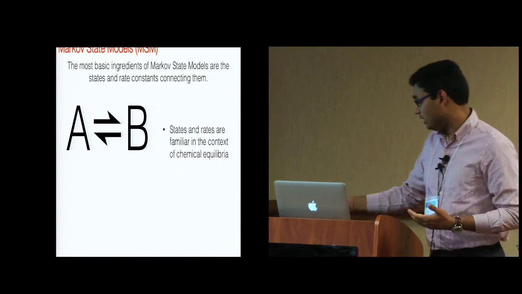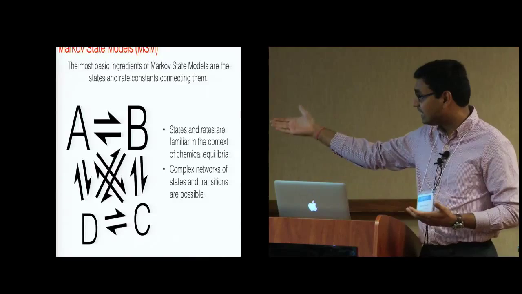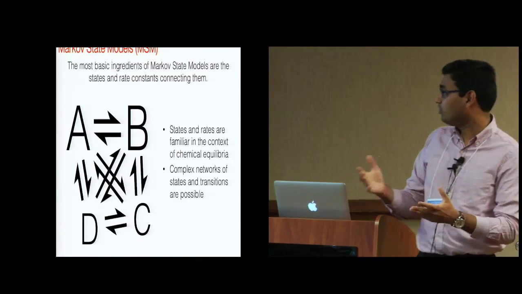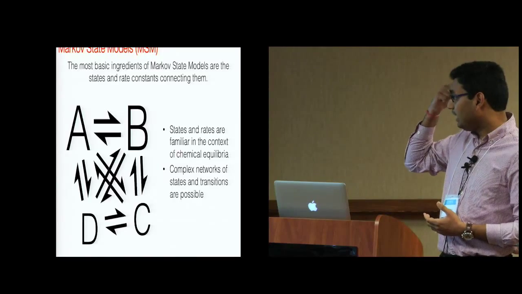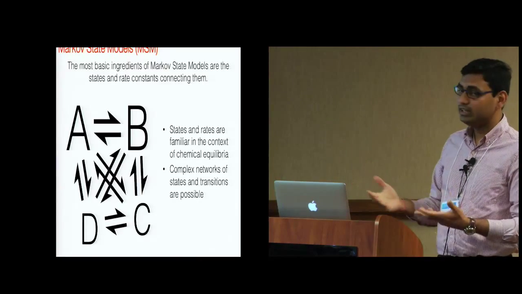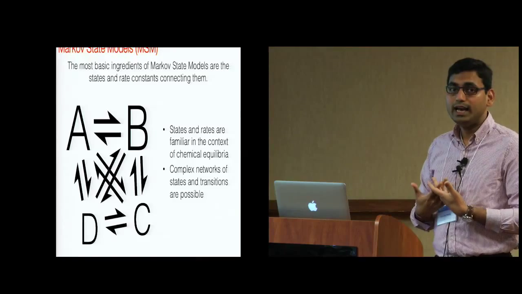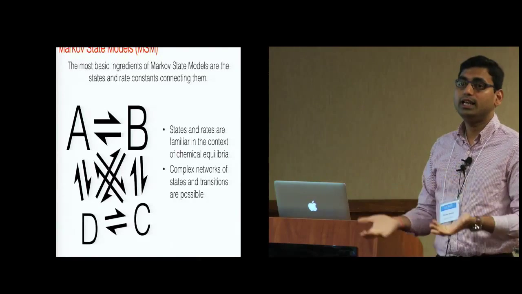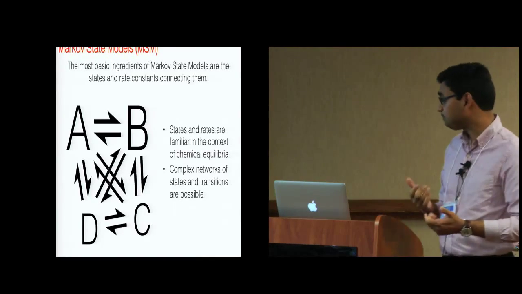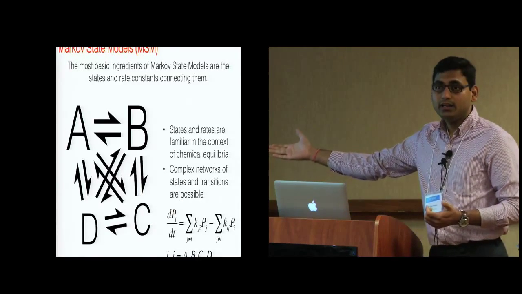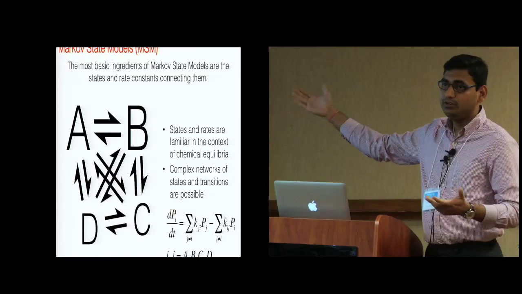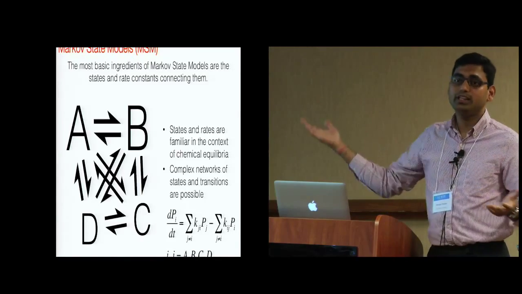You can go to a slightly more complex model. Now you have 4 states and you have 16 different rates connecting them. If I know all the rates of interconversion between different species, I can basically predict the dynamics of this protein over time. It's a very simple differential equation that you can write. If you just know all the rates and your initial populations, you can propagate this over time.